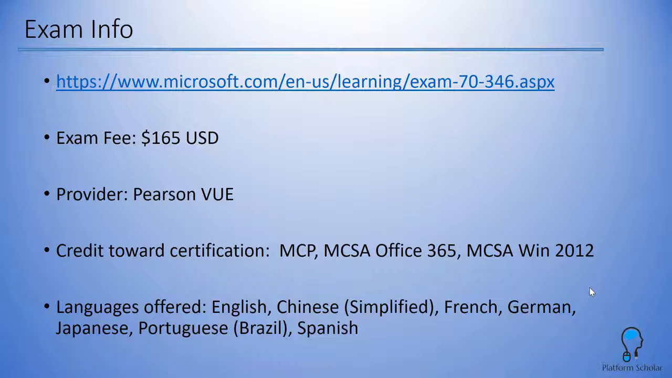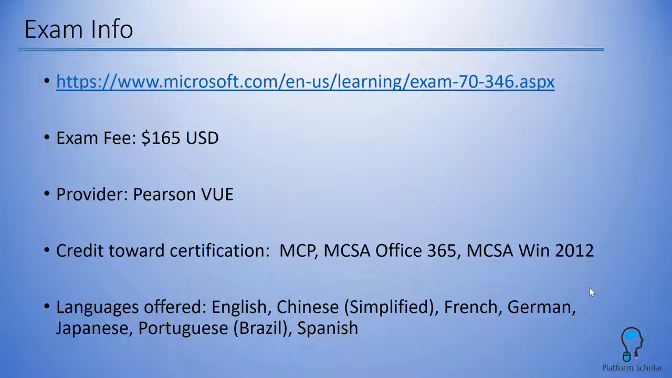Passing this test will earn you the MCP or Microsoft Certified Professional certification, and it's the first of two exams that will earn you the MCSA or Microsoft Certified Systems Administrator for Office 365. The other half of that certification is 70-347, Enabling Office 365 Services. There's a course for that also available on Platform Scholar, by the way. In addition, this exam can be taken as an elective for the MCSA Windows 2012 certification, normally replacing the more common 70-412 exam. No word yet on credit towards Windows 2016 certifications.